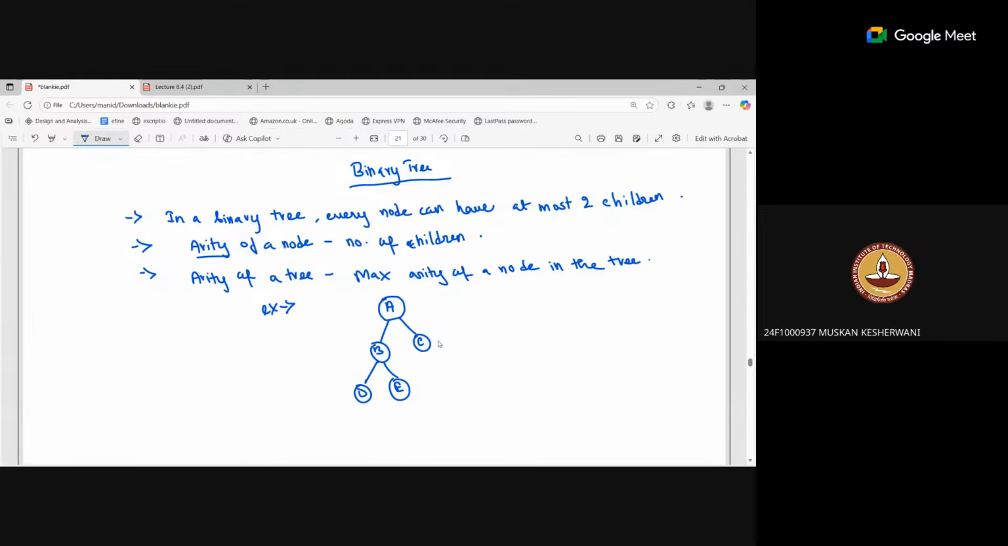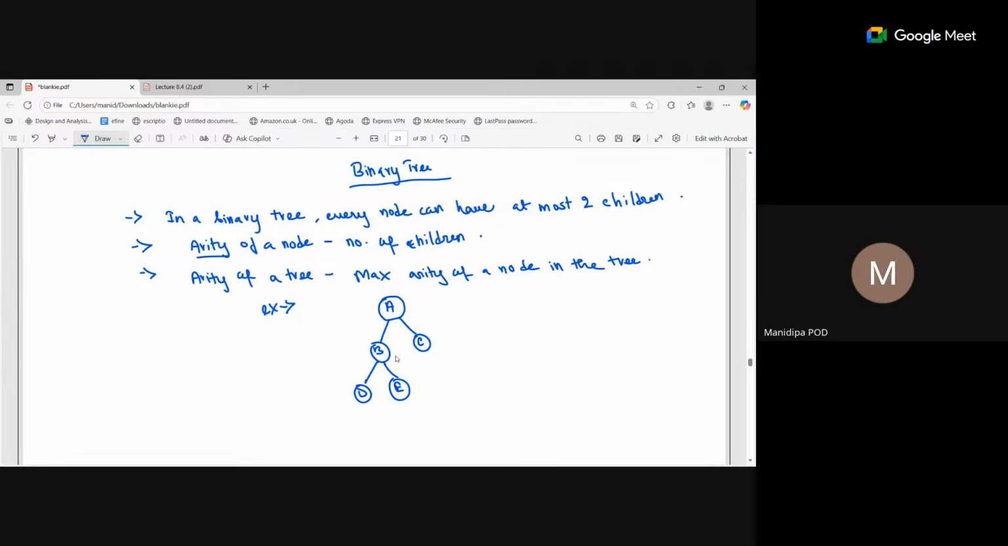Now, one more type: a tree is acyclic. Acyclic means there will be no cycles. Those trees we read in graph theory in maths, yes, we have learned about all this. So trees are always acyclic. Binary tree is a special type of tree where every node can have 0, 1 or 2, that is at most 2 children each. Okay. So in binary tree we have a term called arity.